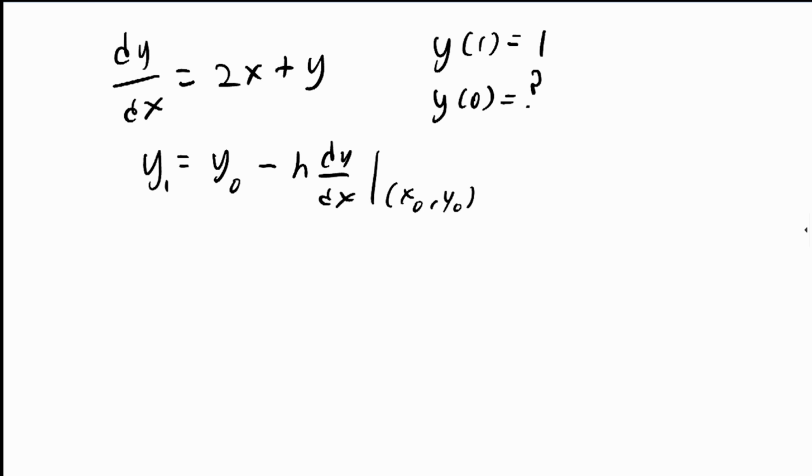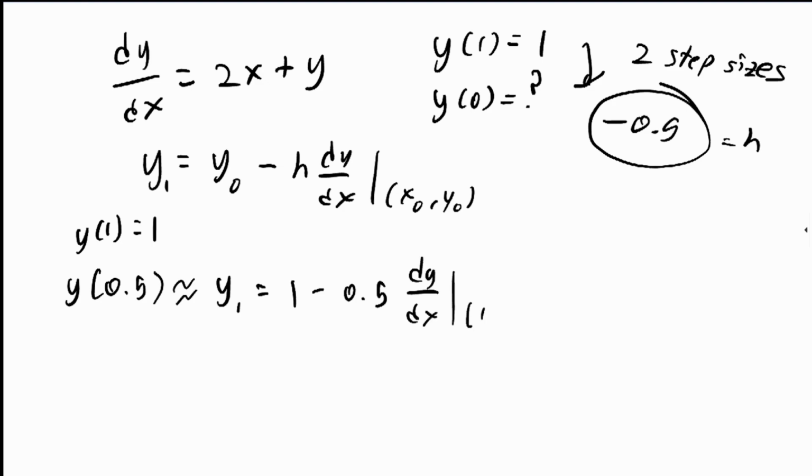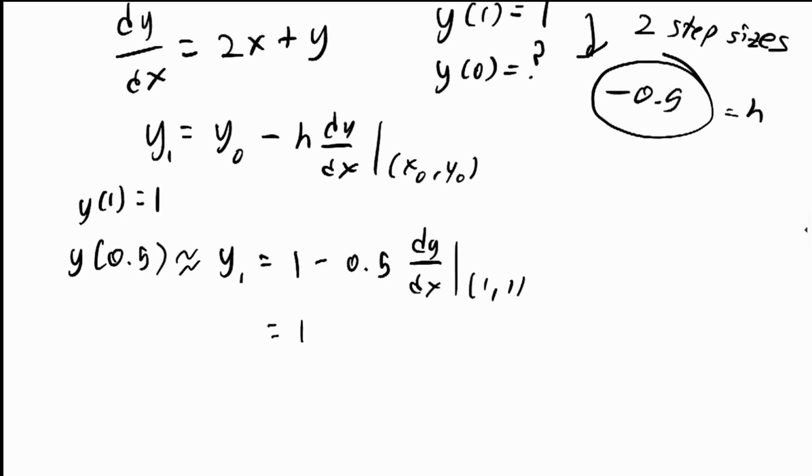So let's do it. A good way to really understand this is, okay, we know that y of 1 is equal to 1. We want to know now using two step sizes, okay? Two step sizes. Which means that the step size is 0.5, but it's negative this time. So y sub 0.5 is the next step that we're going to look at, which is approximately y sub 1 minus 0.5 times the derivative at 1 comma 1. Okay? And the derivative at 1 comma 1 is just 3. And so it's 1 minus 0.5 times 3, which is negative 0.5.